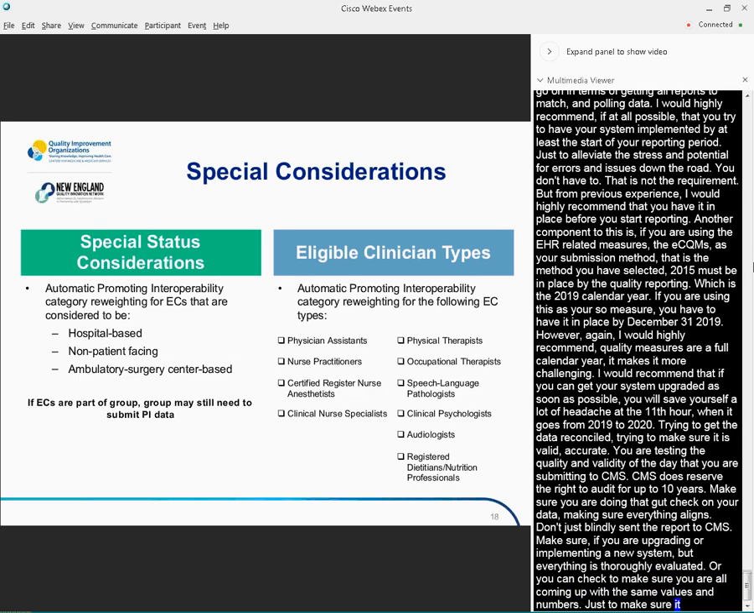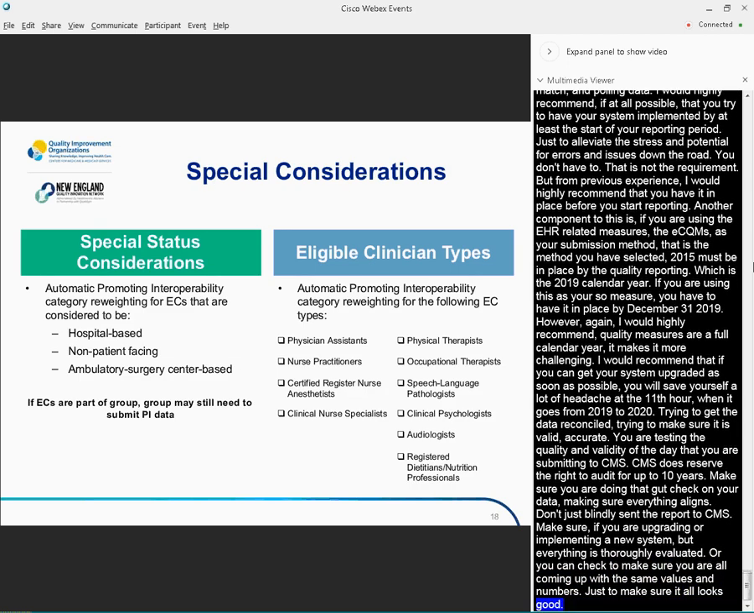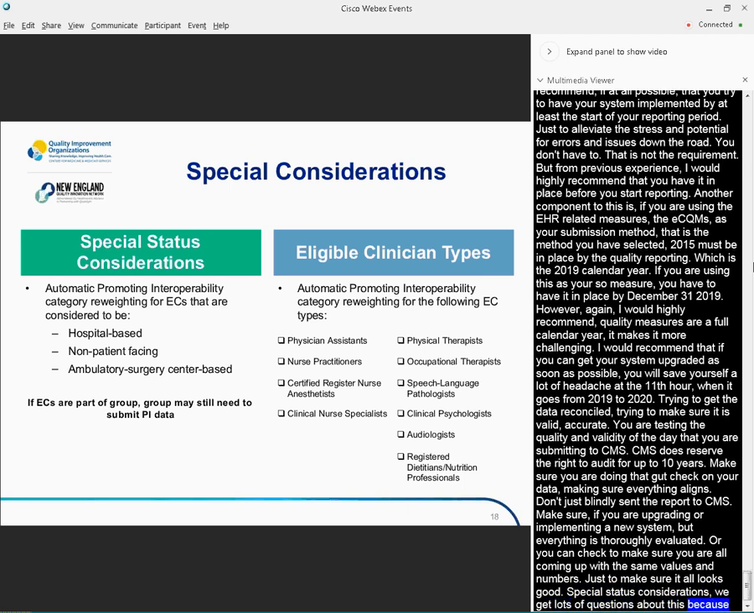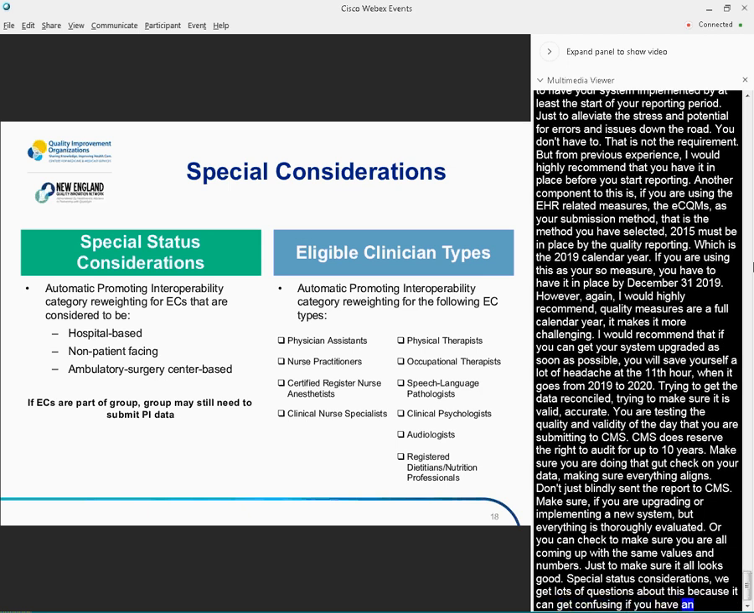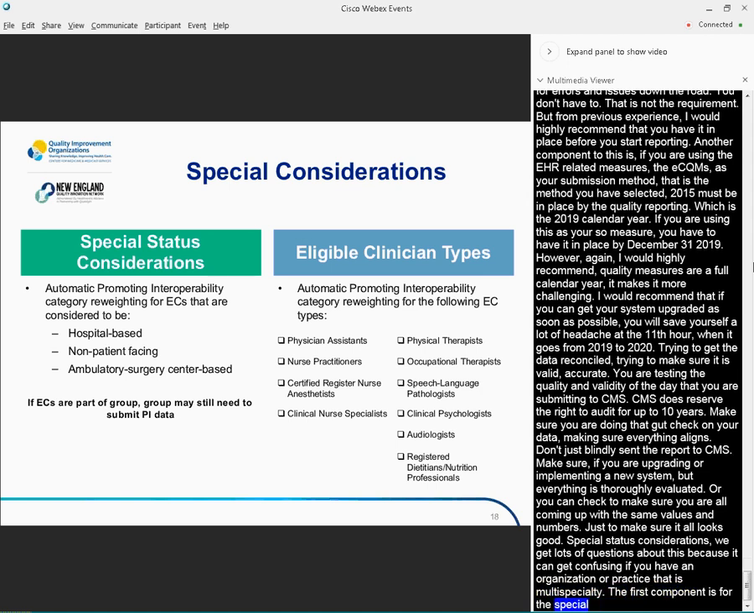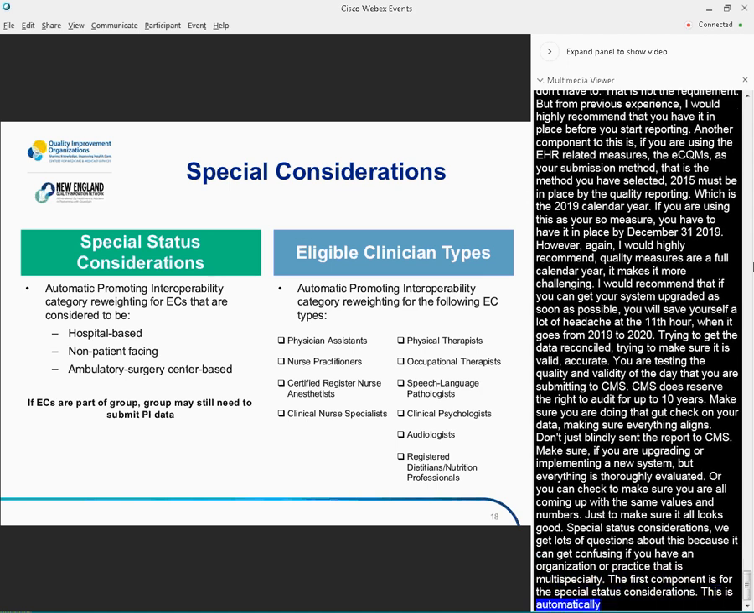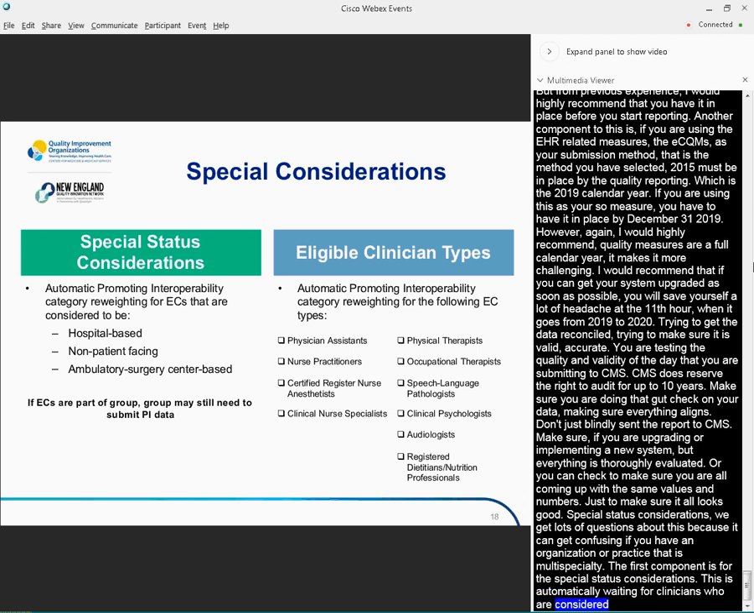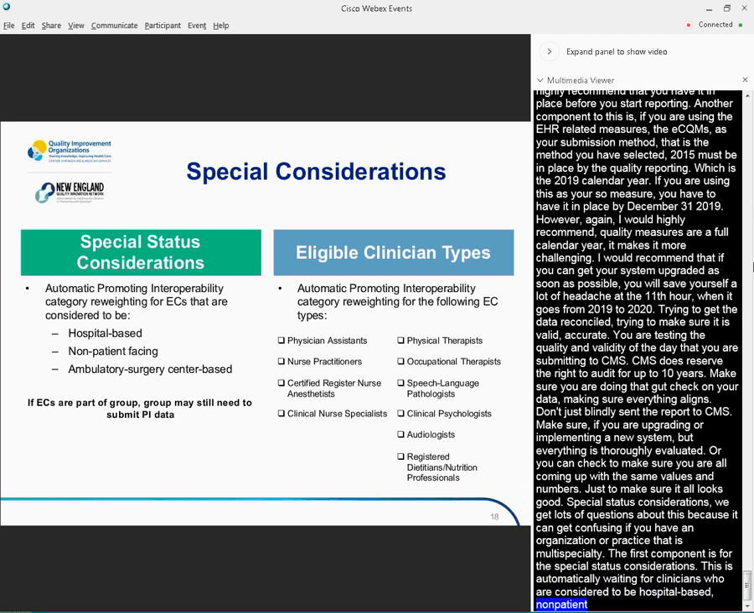So, special status considerations. We get lots of questions about this because it really can get confusing if you have an organization or practice that's multi-specialty. So, first component is for the special status consideration. This is automatic reweighting for clinicians that are considered to be hospital-based, non-patient-facing, or ambulatory surgery center-based. Now, that is for individual eligible clinicians.